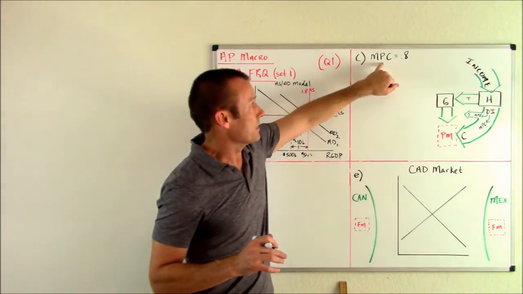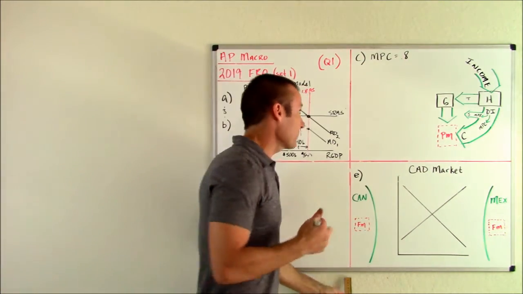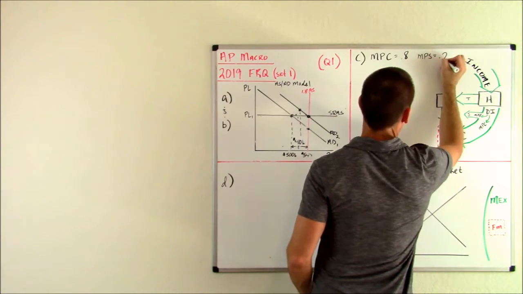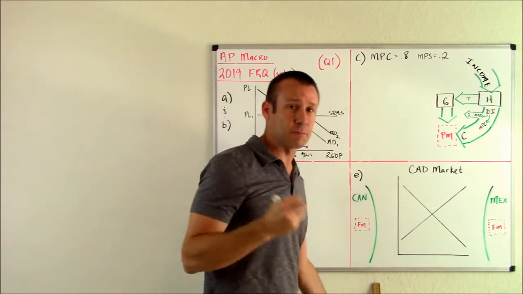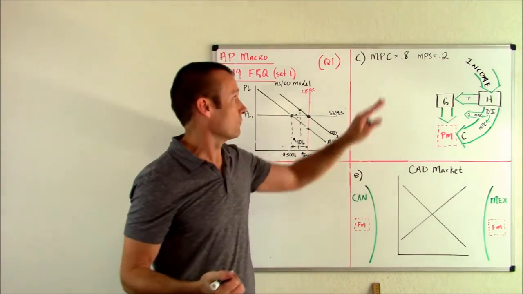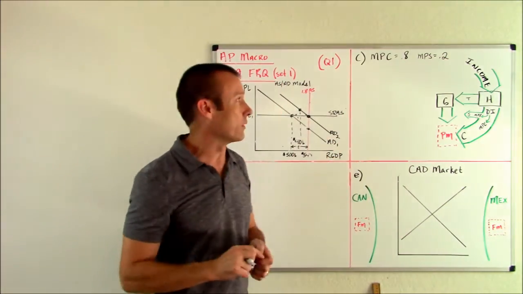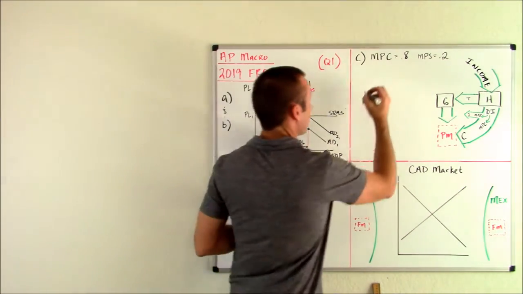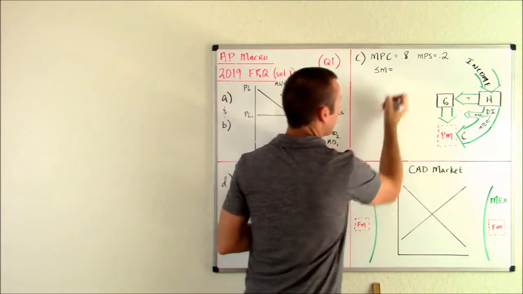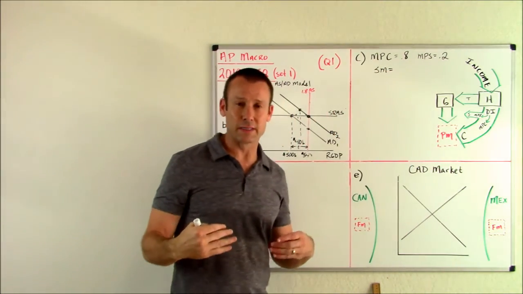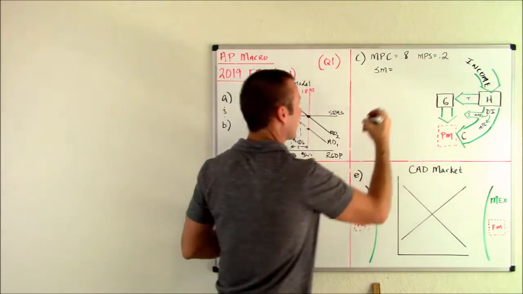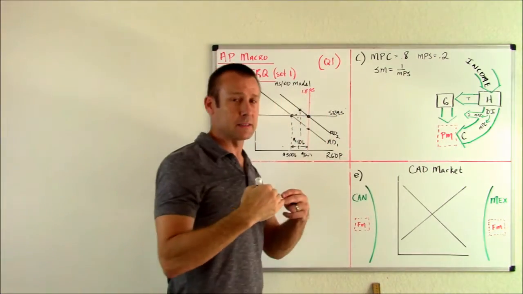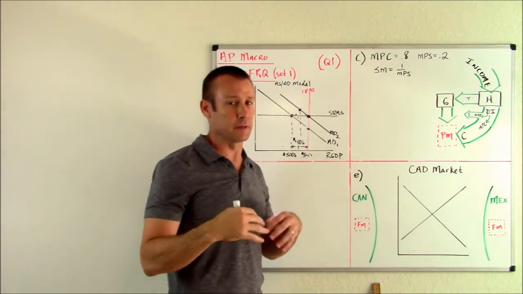Here's the idea. The MPC is 0.8. That definitely tells us that the MPS is 0.2, right? Because the MPC plus the MPS gives us 1. These two added together equal 1 always, 100% of the time. Now, we want to use this thing called the spending multiplier. The spending multiplier, some people know it as 1 over 1 minus the MPC. I personally really like 1 over the MPS, okay? Remember, 1 minus the MPC is the MPS. They're one and the same.